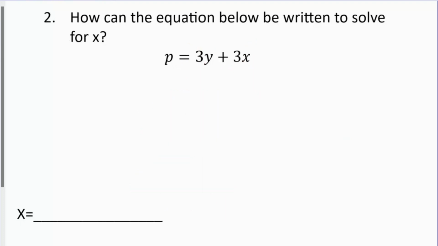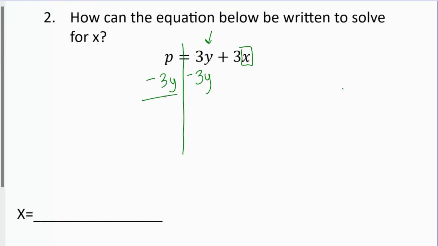All right, number 2, it says, how can the equation below be written to solve for x? So we're going to be doing the same thing, very similar to number 1. The only difference is now we have 2 numbers. So again, we're going to start by drawing our line down the equal sign, put an x in a box. That means we are not touching x. Let's start by getting rid of that 3y. I don't want to separate 3 and y, so I'm going to leave them together, and I'm going to do opposite operation. I'm going to minus 3y.